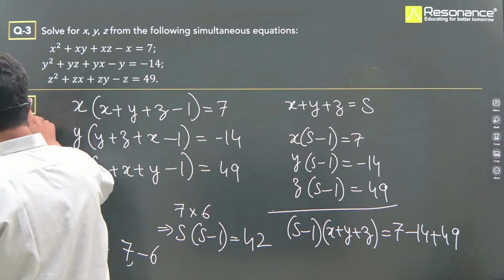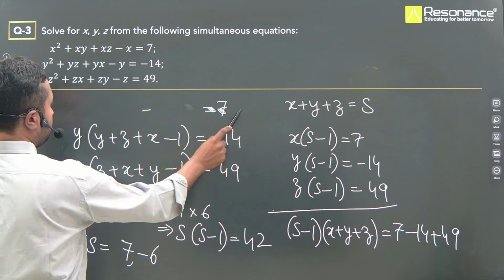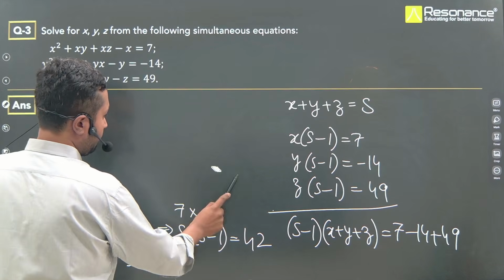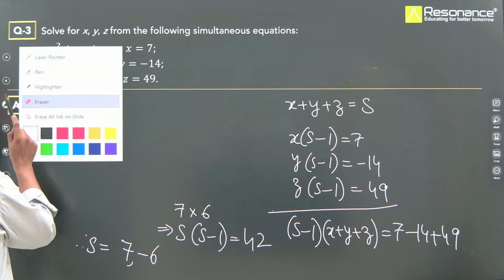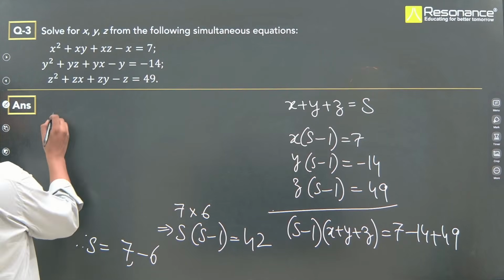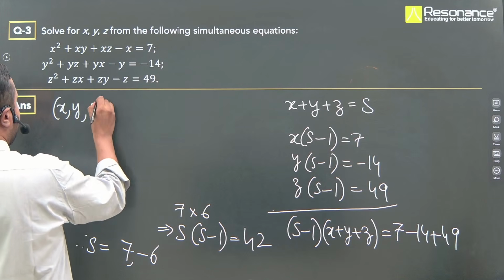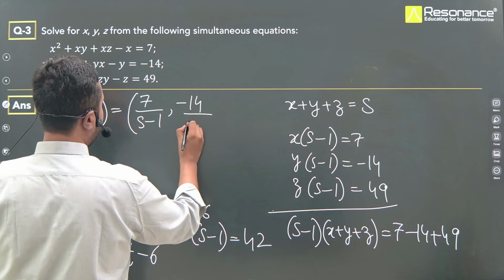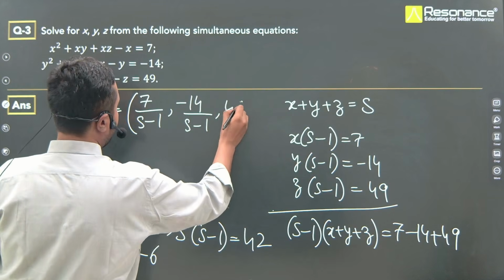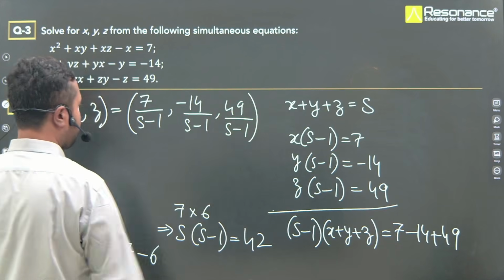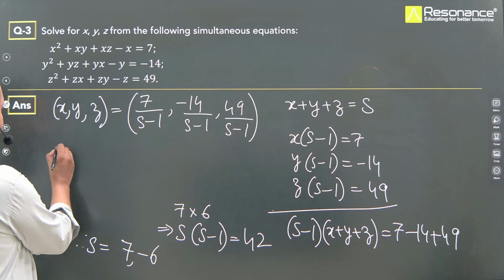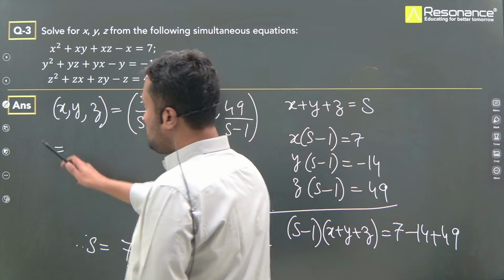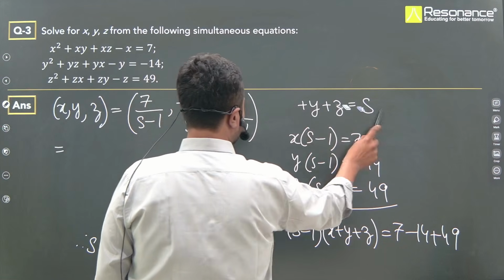Okay, now that you have s, all you got to do is take those equations and plug in the value of s. So what do we have? Therefore, x comma y comma z is 7 divided by s minus 1, minus 14 divided by s minus 1 and 49 divided by s minus 1. So what does that give us? Well, there are two values for s, so we need to plug both those in, and then we get two different solutions. I'll just remove all these things.